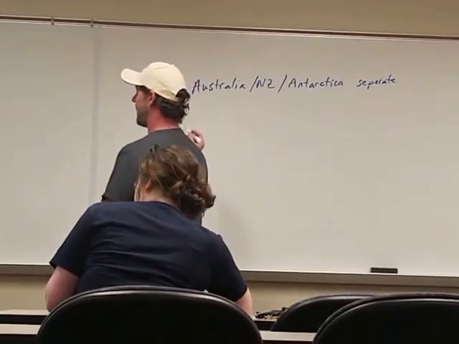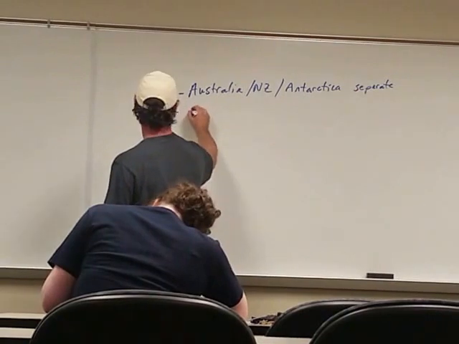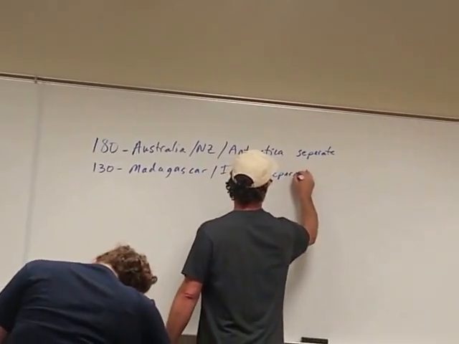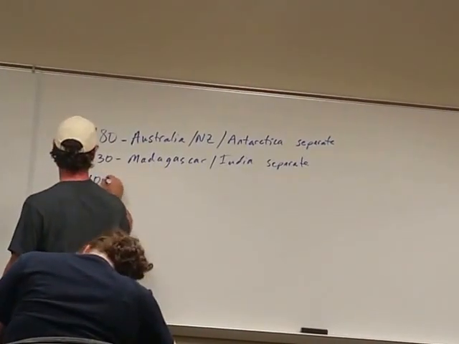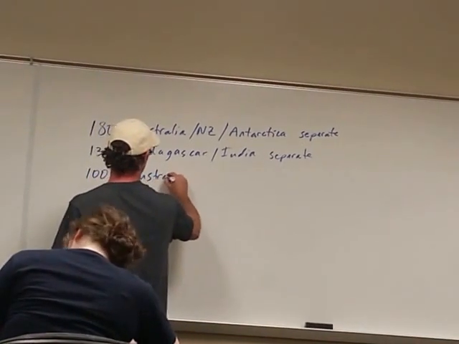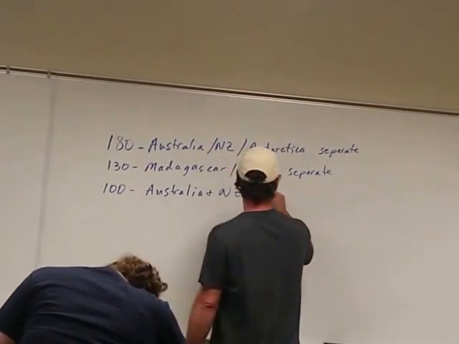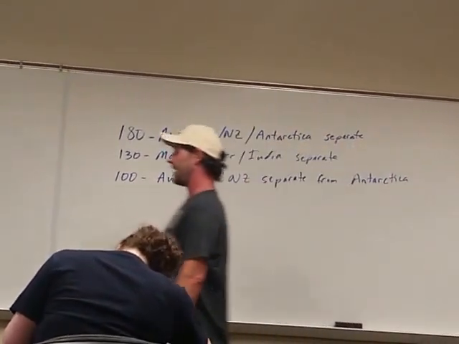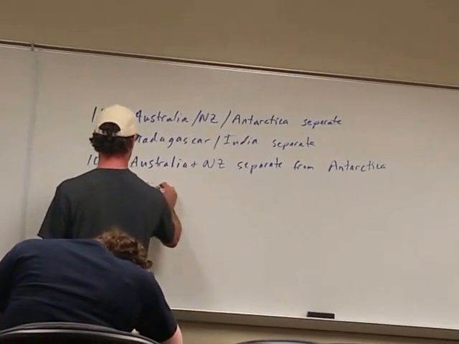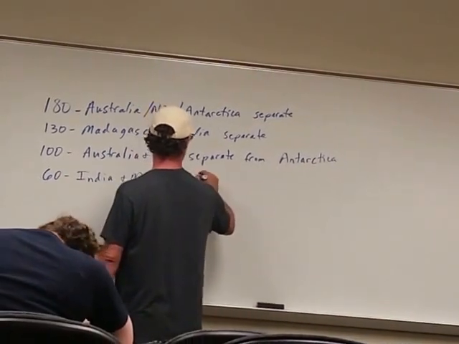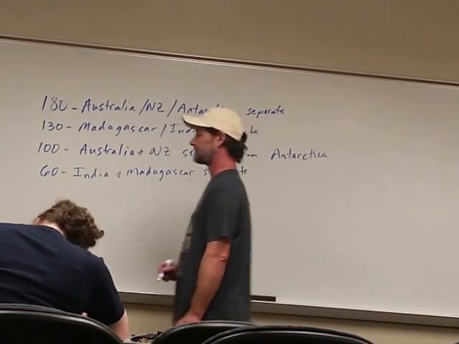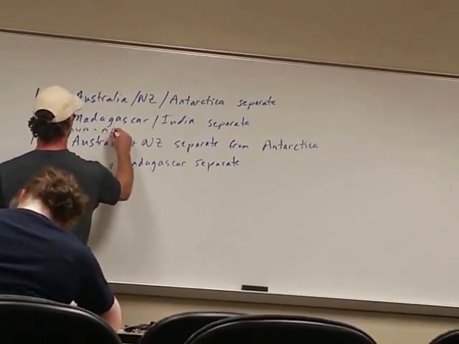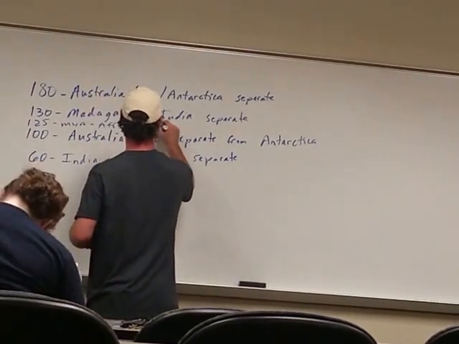I'm just going to put it in a timeline. And then 130 million years ago, Madagascar and India separate. And then 100 million years ago, Australia and New Zealand separate from Antarctica. And then 60 million years ago, India and Madagascar separate. Yes, sorry. So 125 million years ago, Africa and South America separate.